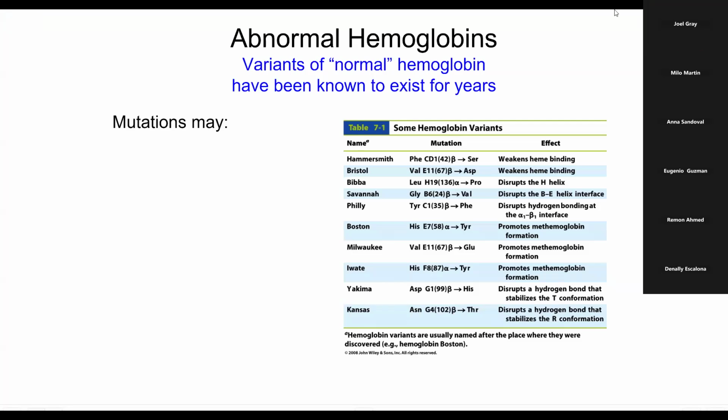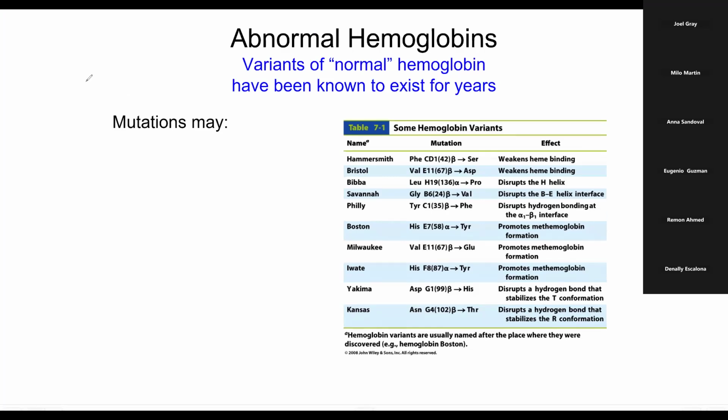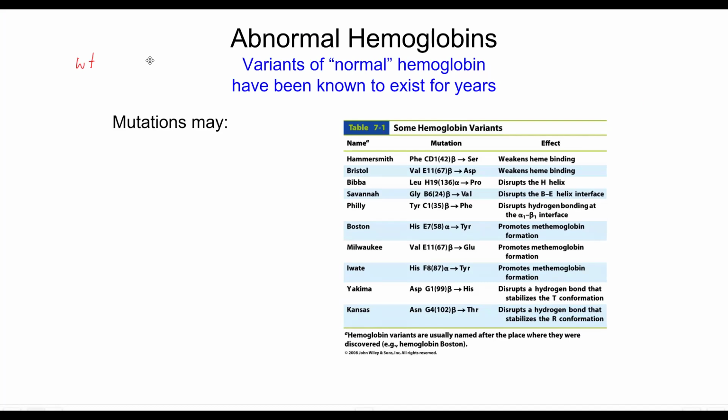So abnormal hemoglobins are basically just variants of your normal hemoglobin, and these are very well known. These are commonly occurring mutations that you might see. What I think is most important for you to take away from this is to understand the way that we denote any sort of mutation, and that is by comparing the wild type protein, or the WT, to the mutant.